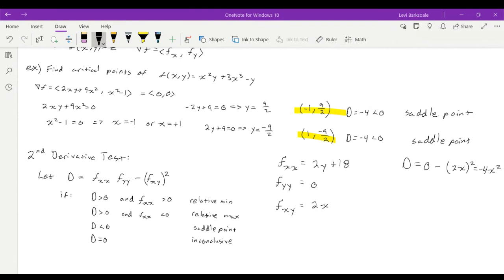And z is equal to x squared y plus 3x cubed minus y. Okay. All right. And I will share this graph in just a second. All right. Perfect. So you can kind of see this graph right here.